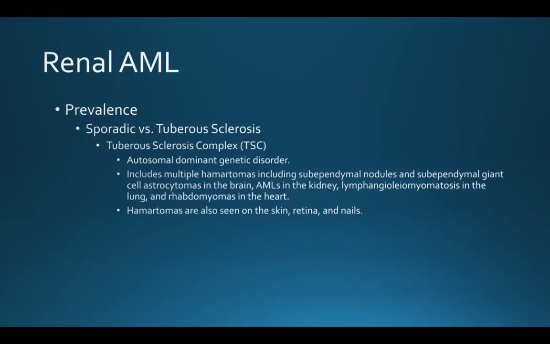Most of the remaining AMLs are seen in association with tuberous sclerosis complex. This is an autosomal dominant genetic disorder that includes multiple hamartomatous lesions throughout the body, and these include subependymal nodules, subependymal giant cell astrocytomas in the brain, AMLs in the kidney, lymphangioleiomyomatosis in the lungs, and rhabdomyomas in the heart. Hamartomas can also be seen on the skin, retina, and nails.